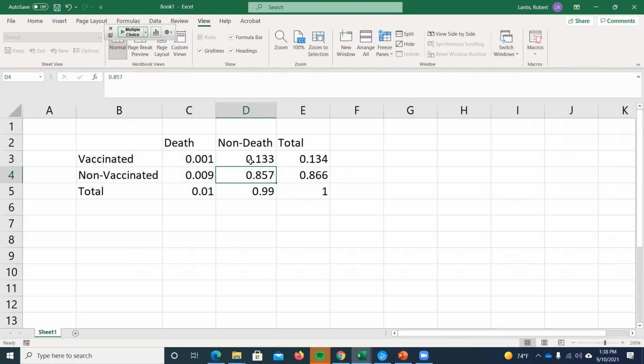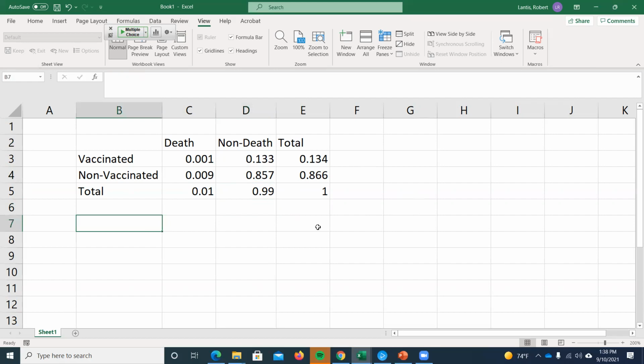These should add up, if you're double checking me, to the total. I could add across the rows or down the columns, and those should reproduce. I could do a check here to make sure I didn't have a typo. If I add these up, I should get the 0.99. If I add across, pretty sure these are right. So this is my contingency table. I went and grabbed these probabilities from online.